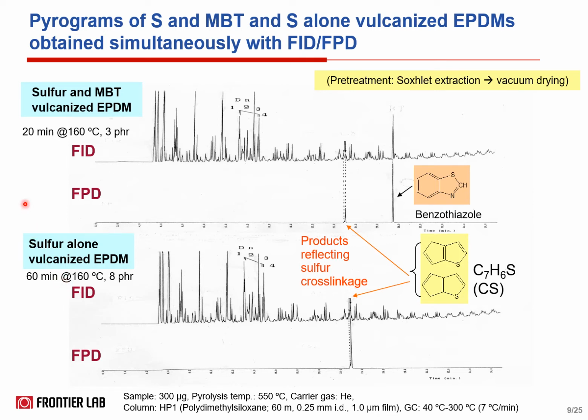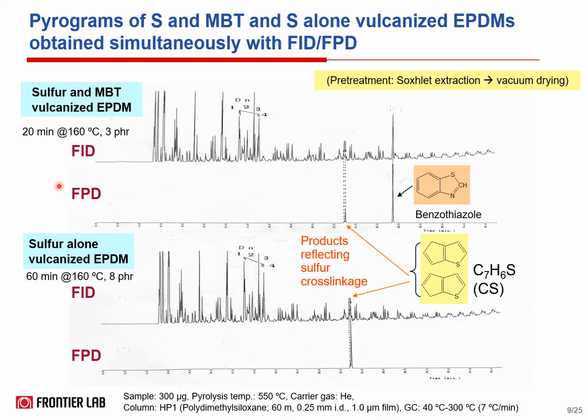It is noted that the vulcanization accelerator MBT that did not contribute to the vulcanization was previously removed from both samples by Soxhlet extraction before analysis. So the pyrolyzed products on the pyrogram were derived from the backbone or cross-linked structure of the vulcanized EPDM structure.